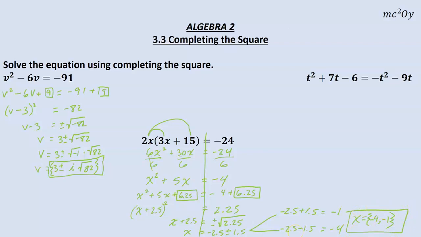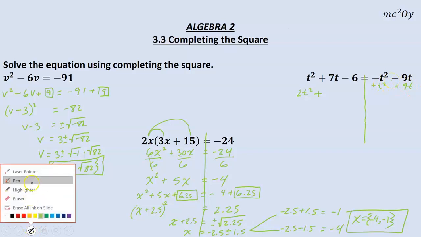All right, let's try one more here. I'm going to start by adding t squared to both sides on this one. So we'll add t squared over. Getting it in standard form, we'll also add the 9t over. So add t squared, add 9t. We're going to do that on both sides.